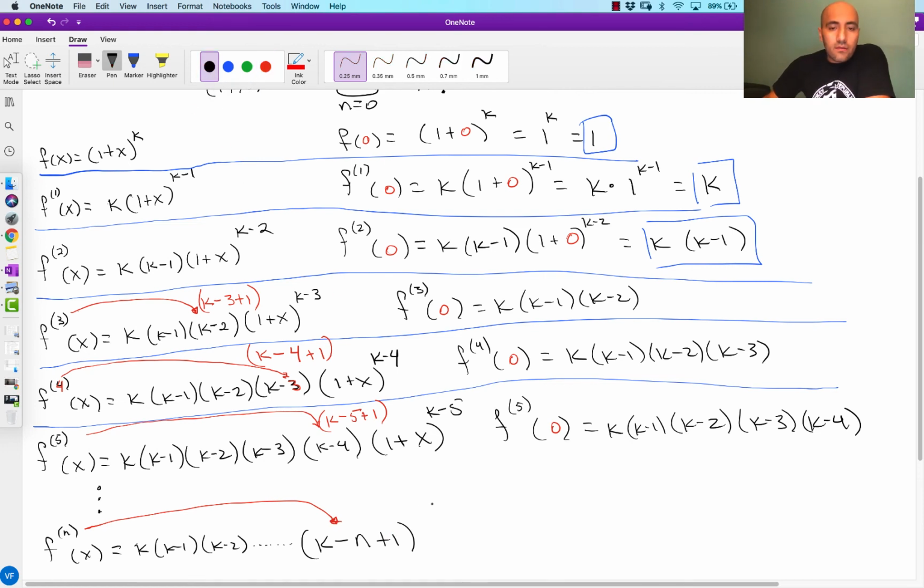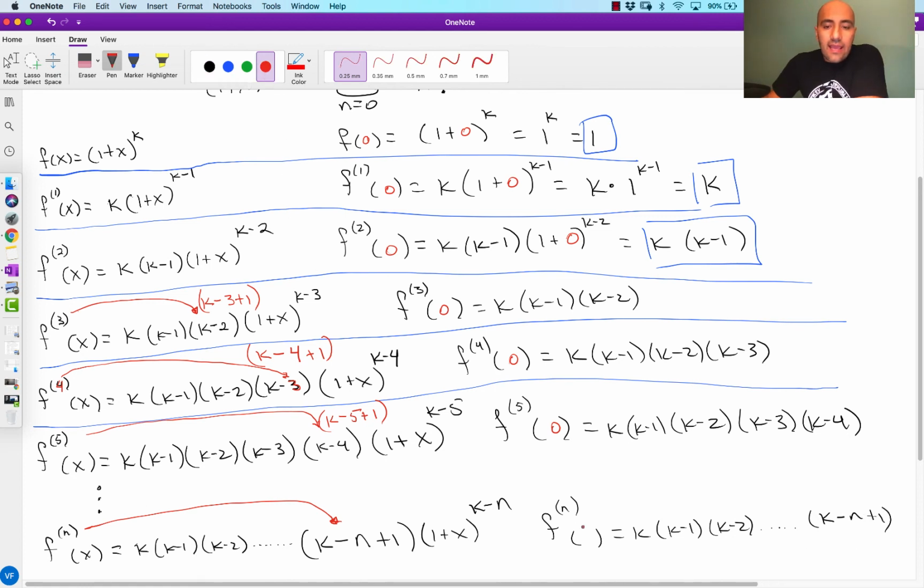Okay. And then I still have this term of 1 plus x to the power of k minus n. So now it is k minus n. This one, the exponent is equal to k minus n, where n is the derivative. Good. Now if I evaluate this at 0, it's going to get rid of that, so it's just going to give me this. So f of n evaluated at 0 is going to be k times k minus 1 times k minus 2, dot dot dot. And where do we stop? We stop at k minus n plus 1. Good. And that's when we evaluate it at 0, just following along with the pattern that we have over here.